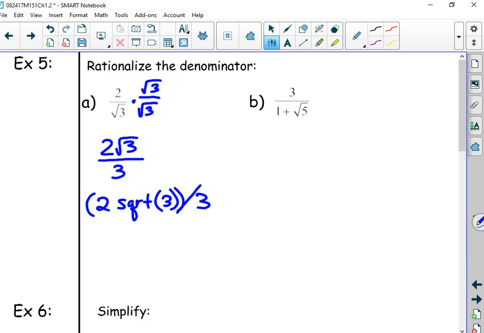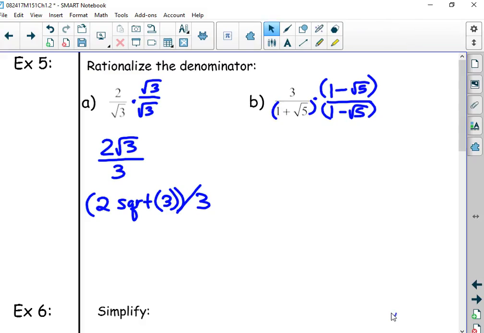Okay, on to B. So we have some addition subtraction in the denominator, which means in order to rationalize it, we've got to use the conjugate. Now, the conjugate of any binomial is going to be the same numbers with the opposite sign. So the conjugate here is going to be 1 minus square root of 5 over 1 minus square root of 5. And I'm going to put parentheses around the numerator because I've got to remember that I'm going to multiply both of those by 3. Actually, some parentheses around both numerator and denominator will help.